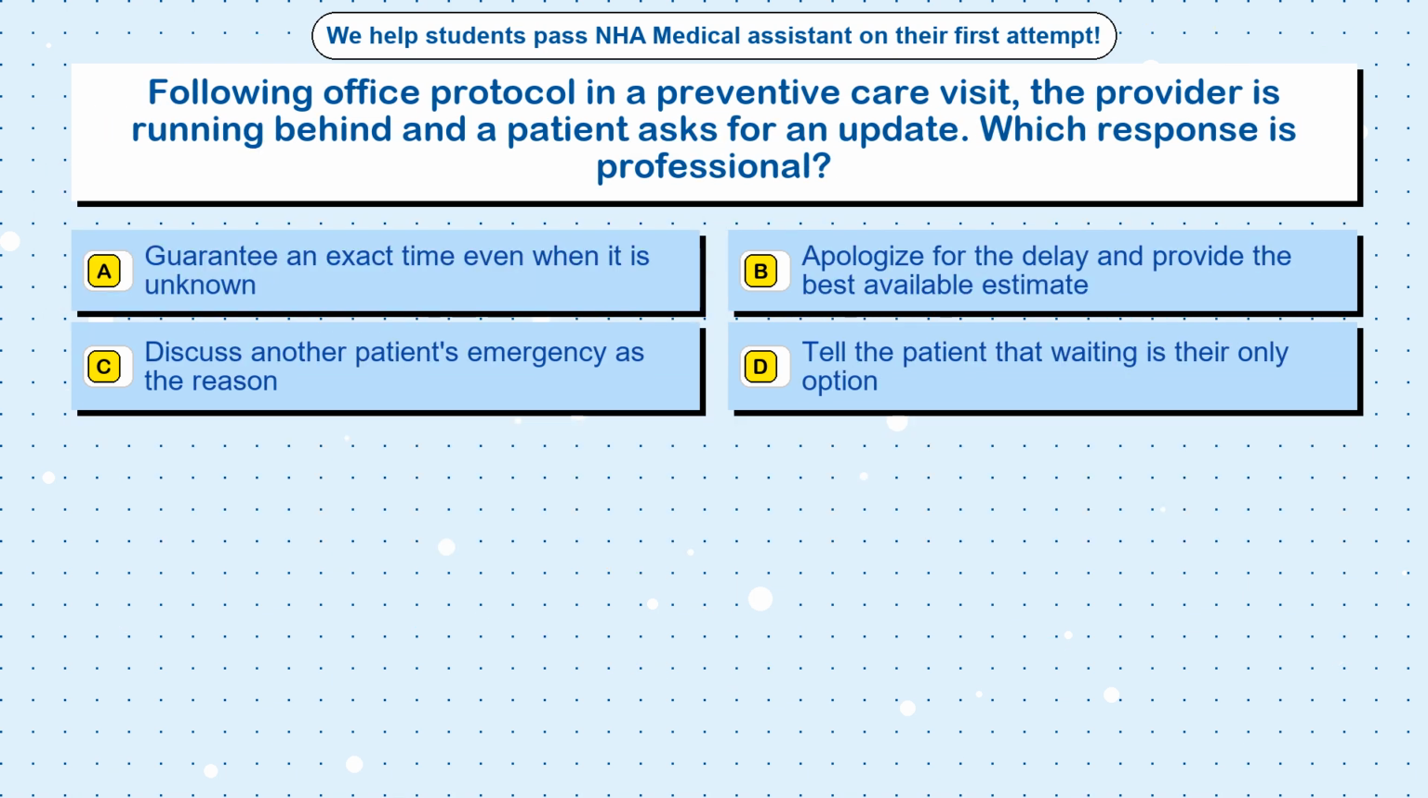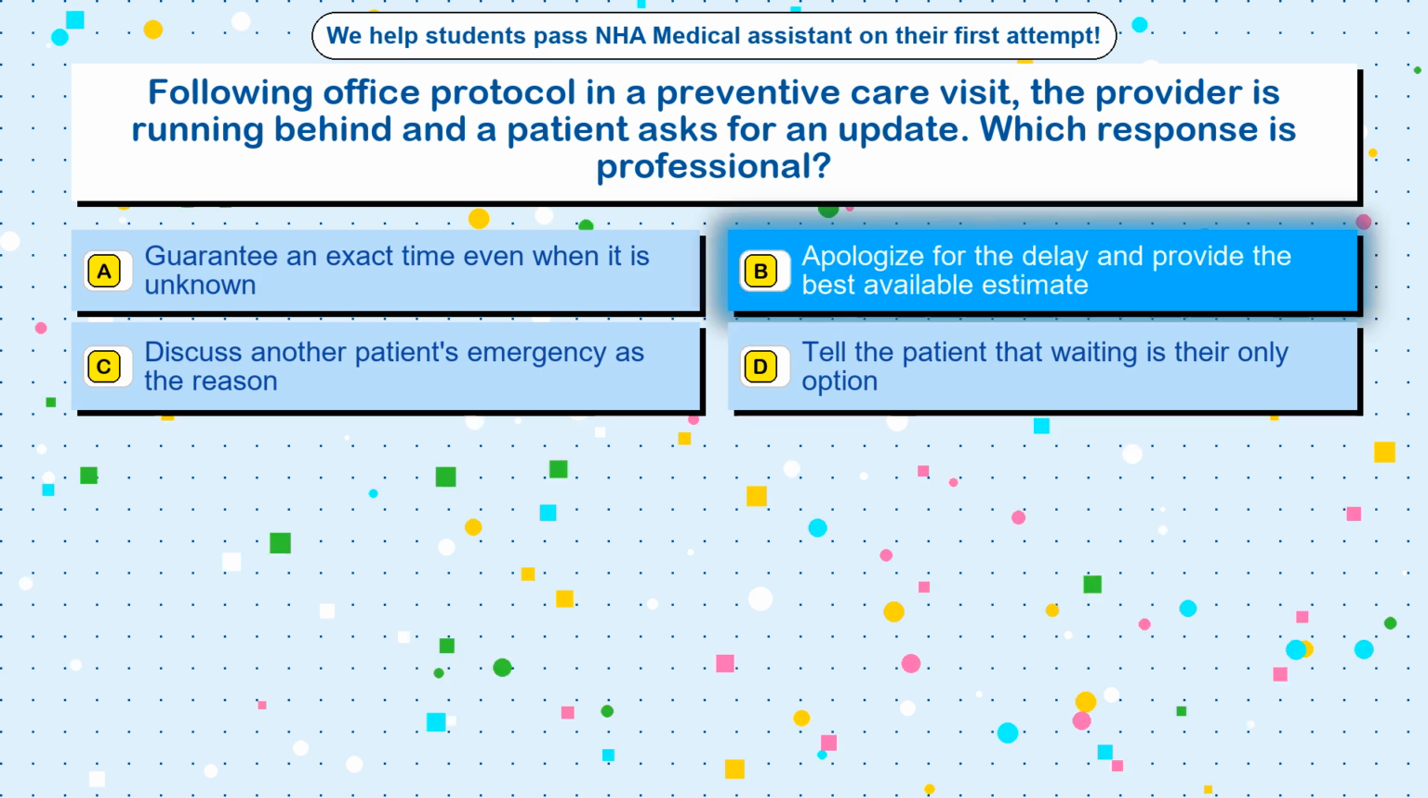Question 27. Following office protocol in a preventive care visit, the provider is running behind and a patient asks for an update. Which response is professional? Option A, guarantee an exact time even when it is unknown. Option B, apologize for the delay and provide the best available estimate. Option C, discuss another patient's emergency as the reason. Option D, tell the patient that waiting is their only option.